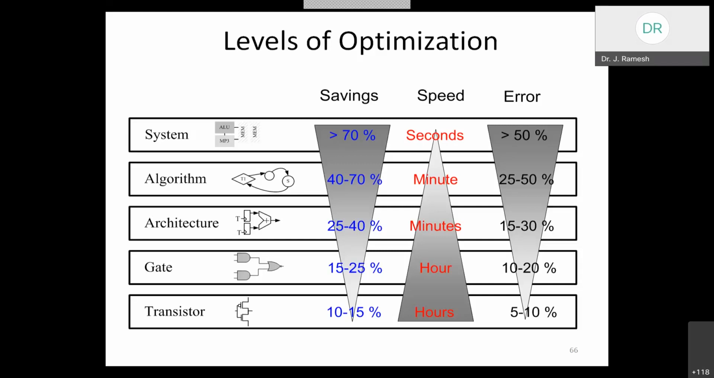Sir, excuse me, sir. Yes, Ilangu. Sir, the slide is not changing, sir. I could change it. You are in the level of optimization, right? No, I'm just giving an introduction on the various techniques applied at various levels of optimization. I have not moved the slide. Thank you for the information.